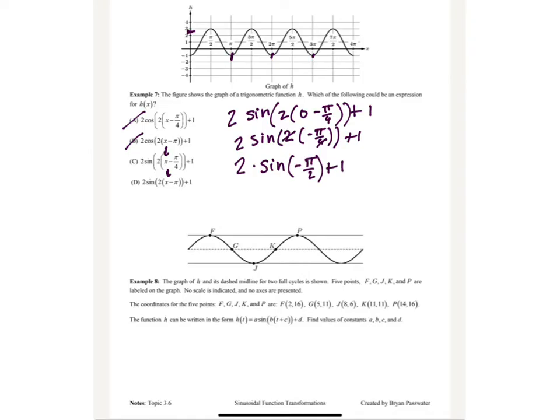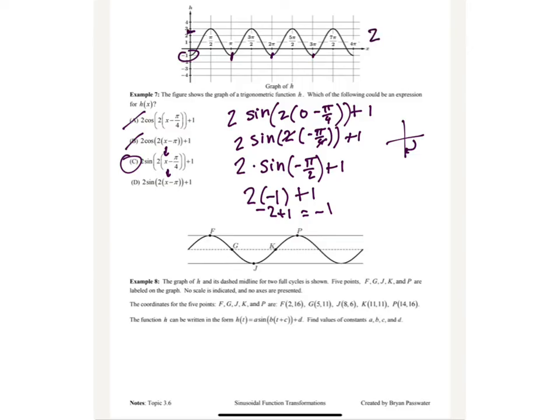Now, what is sine of negative pi over 2? That's going to be unit circle backwards. So negative 1. 2 times negative 1 plus 1. Negative 2 plus 1. Bingo. My y-intercept should be negative 1. You like that better? Yeah. Okay. Test the other one.